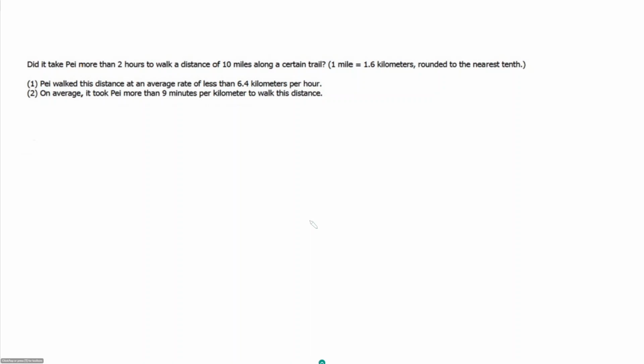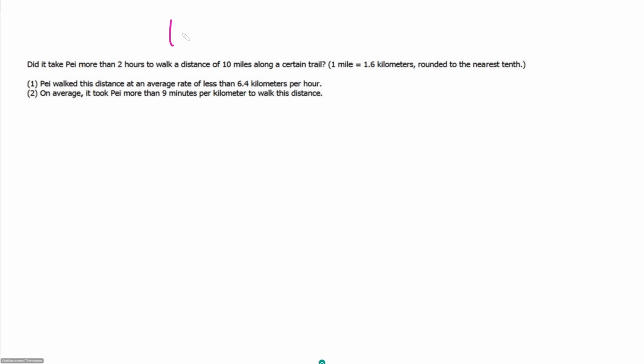Did it take Pay more than 2 hours to walk a distance of 10 miles along a certain trail? 1 mile is equal to 1.6 kilometers, rounded to the nearest tenth. It looks like each of our statements is in terms of kilometers, so let's get our prompt in terms of kilometers as well. Did it take Pay more than 2 hours to walk a distance of how many kilometers?